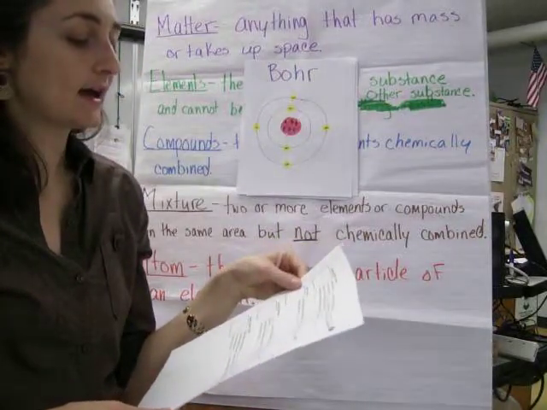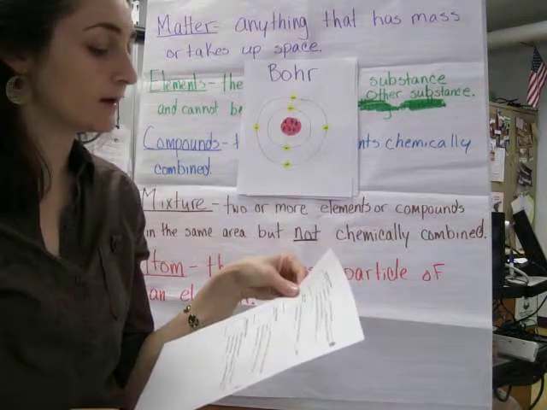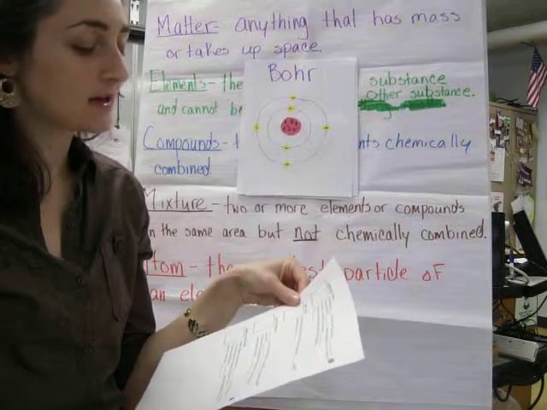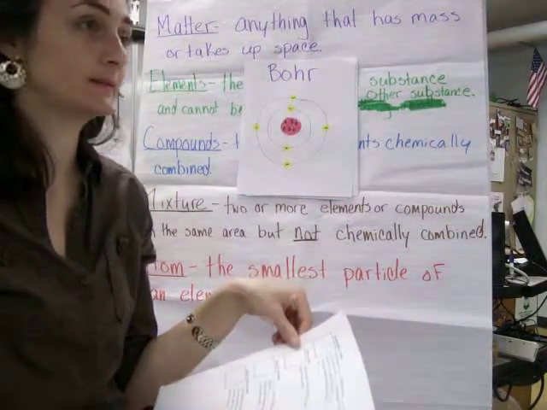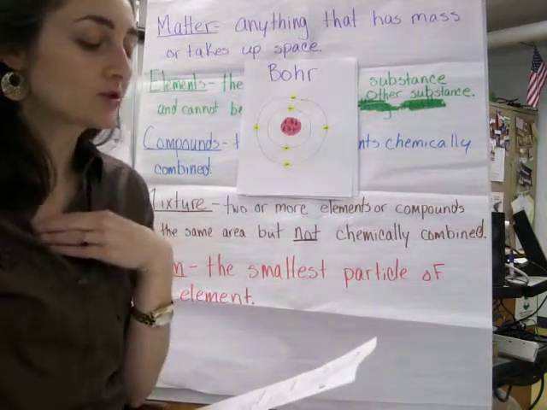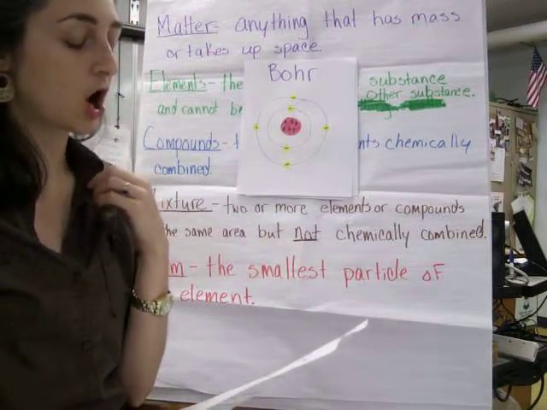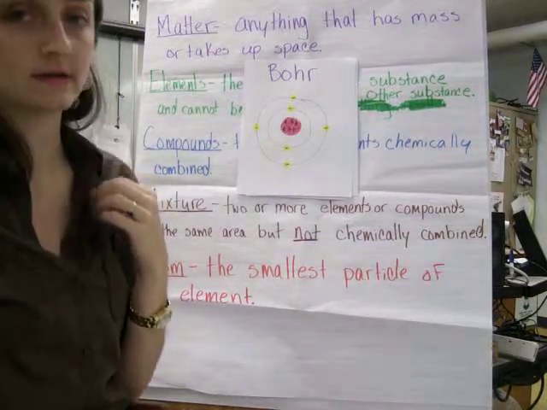Bohr found that electrons could have only specific amounts of energy which caused them to move in orbits.